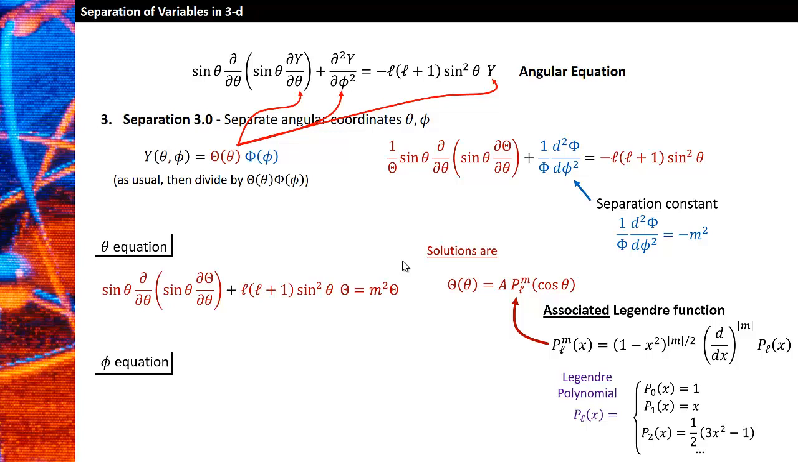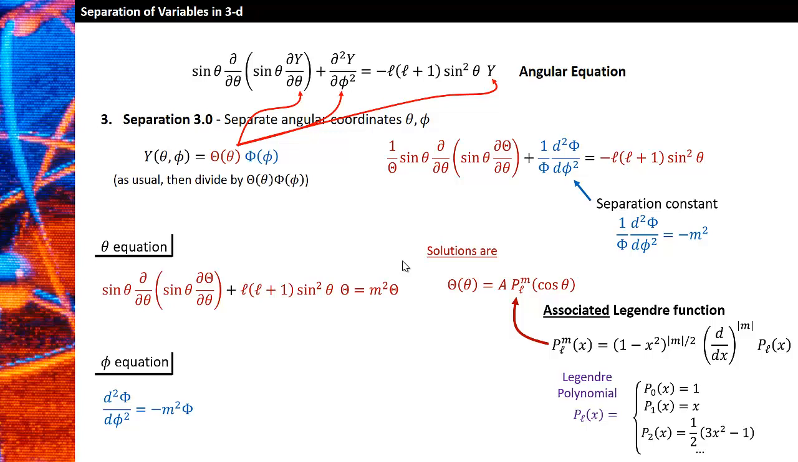How about in the phi direction? Well, for the phi equation, we can pull just from that separation constant ansatz and rearrange it by multiplying by phi. So I have the second derivative of phi with respect to the coordinate phi is equal to minus m squared times the function phi.